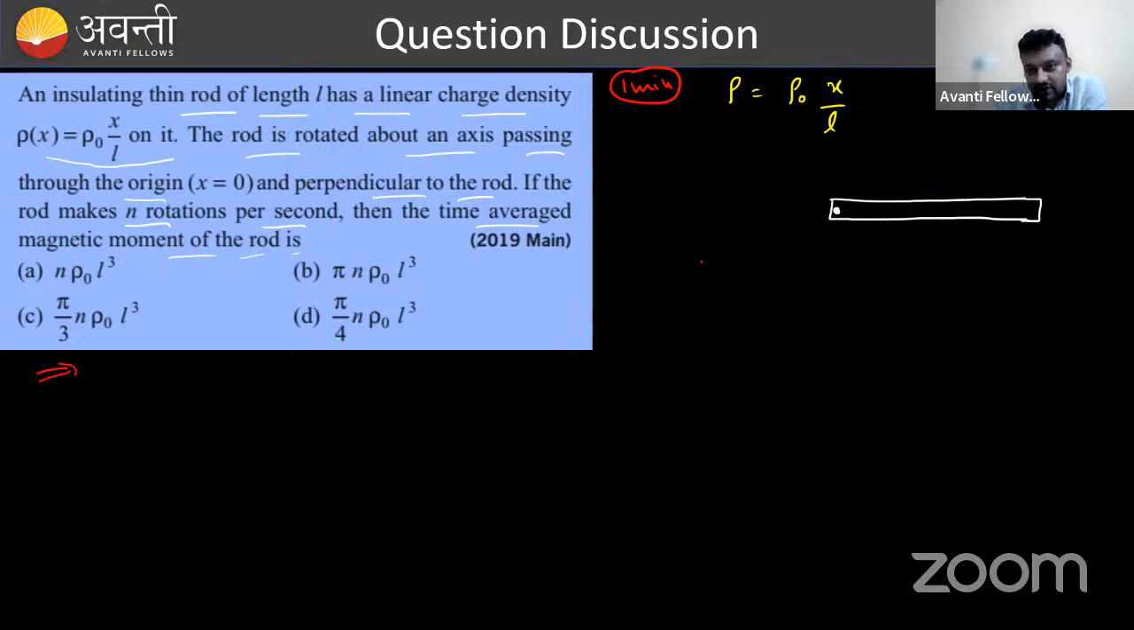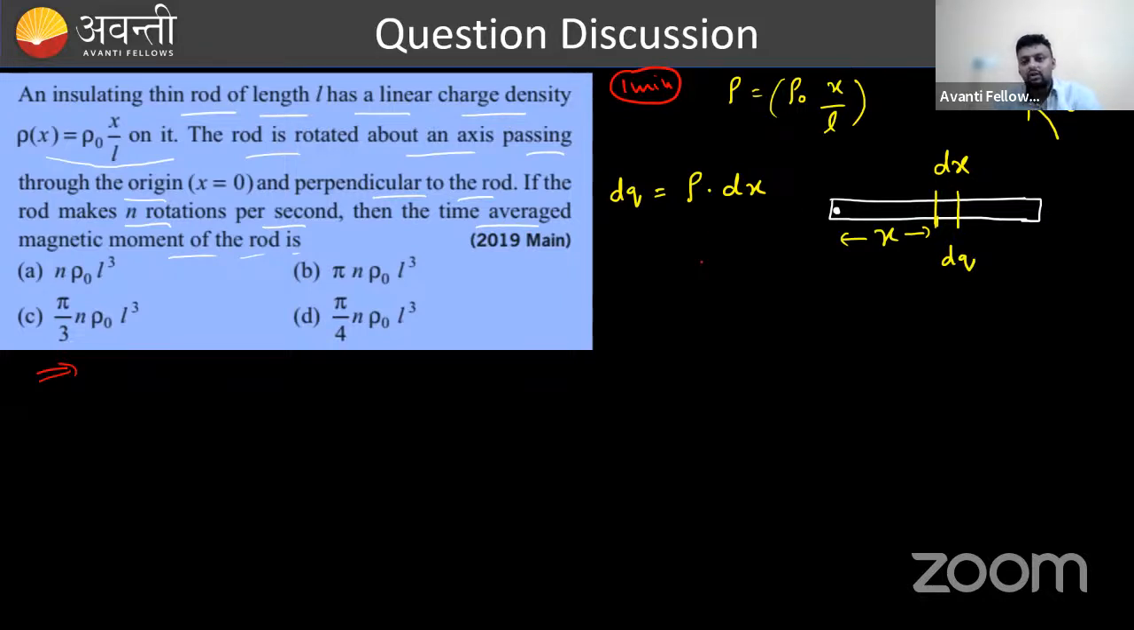I am taking some very small element of length dx on the rod. Let's suppose it is rotating like this with some angular velocity omega, at a distance x from the origin. So what is the charge on this small element? I will say the charge on the small element is dq equals rho into dx. Rho is given as something like this. So this is going to be the charge on this small portion, dq.